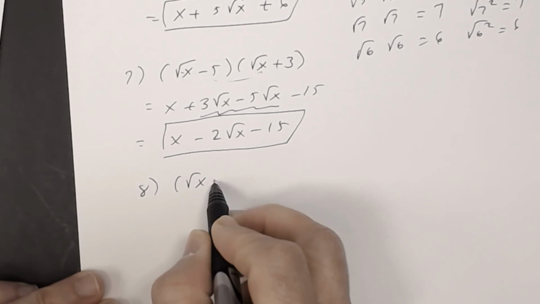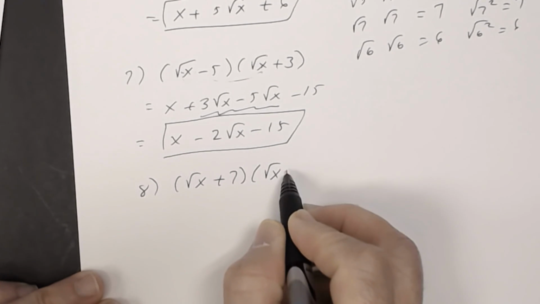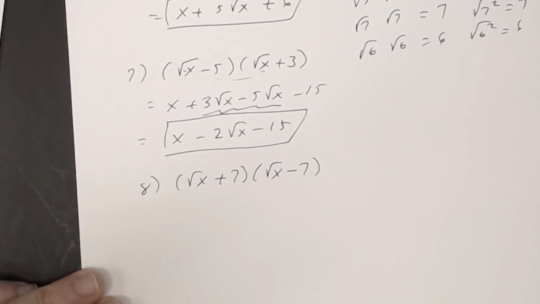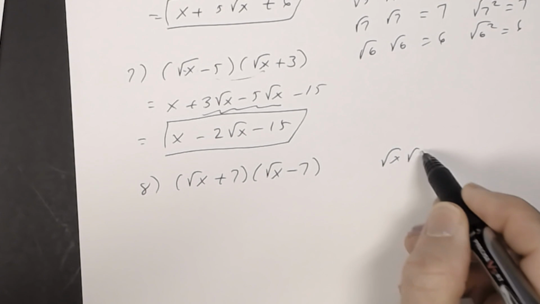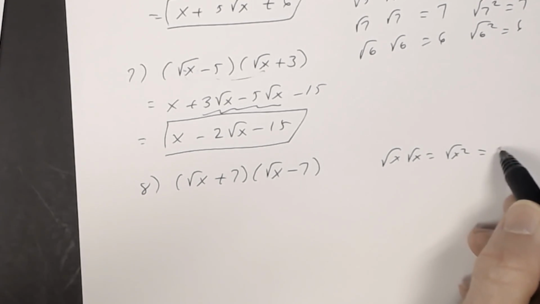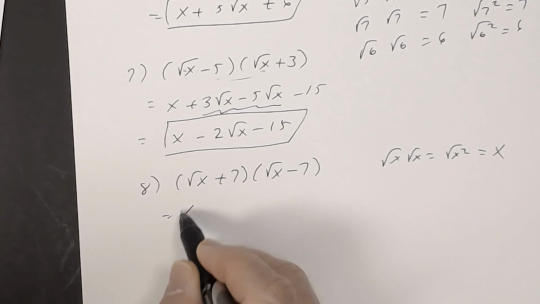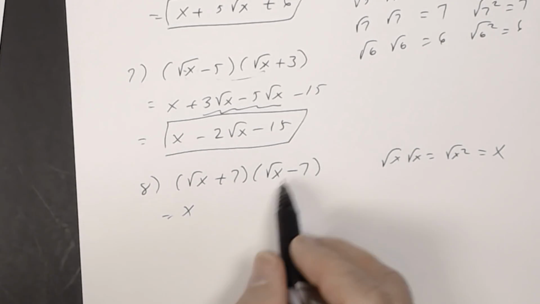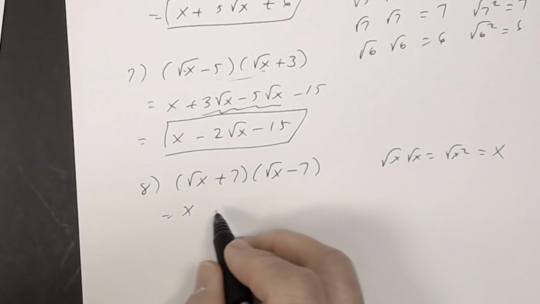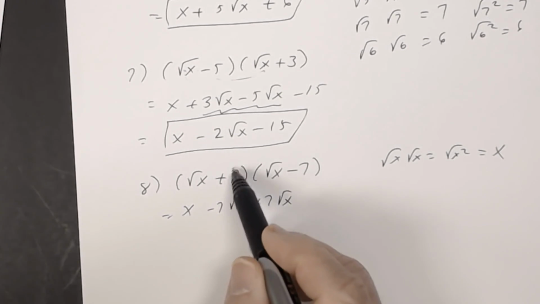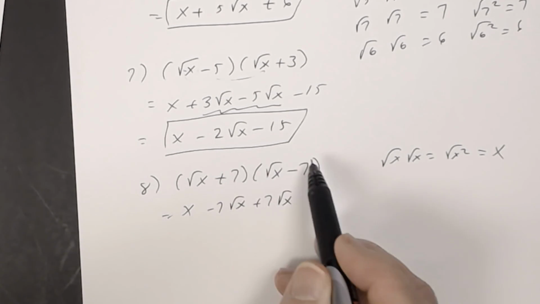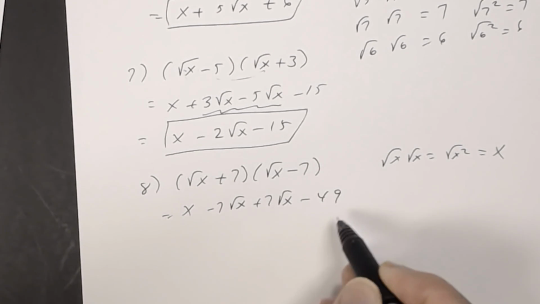Okay? All right, number 8. Suppose I had the square root of x plus 7 times the square root of x minus 7. Okay, so let's use the FOIL method again. The square root of x times the square root of x is the square root of x squared, which simplifies to x. The outer is a negative 7 square root of x. The inner is a positive 7 square root of x. And the last, a positive 7 times a negative 7, is a negative 49.